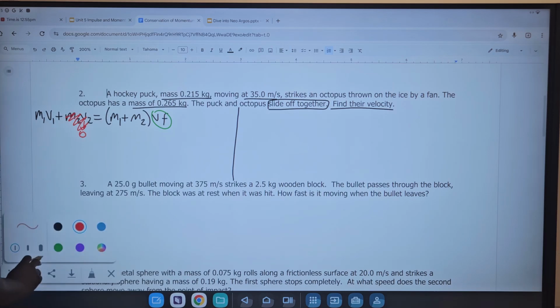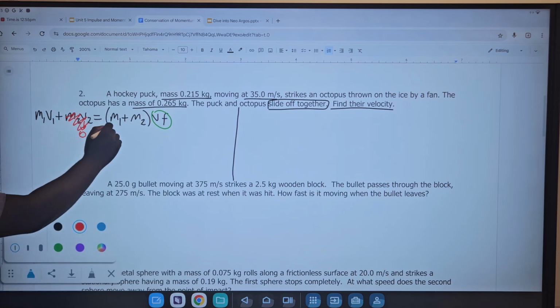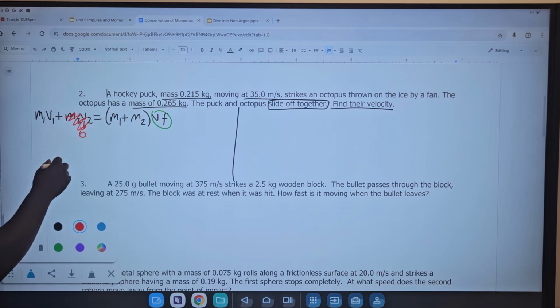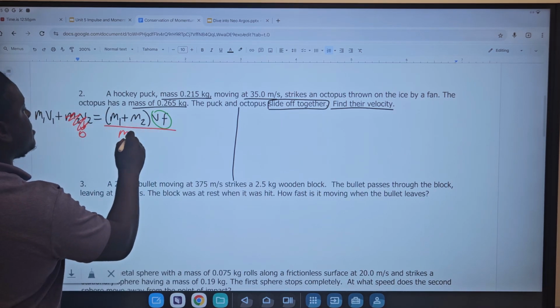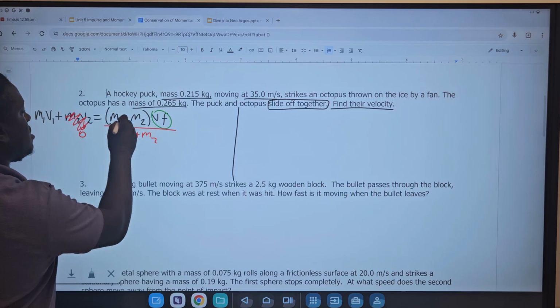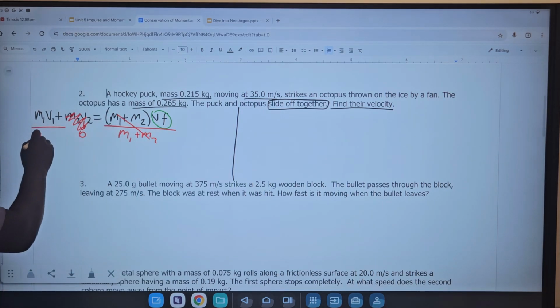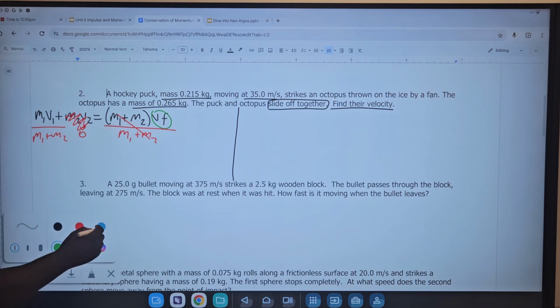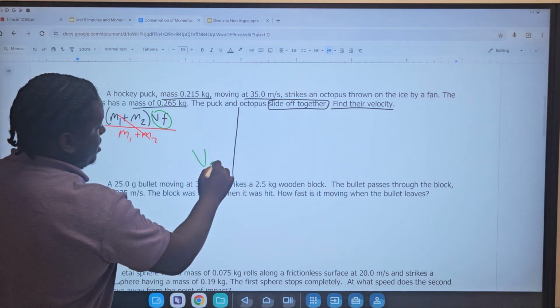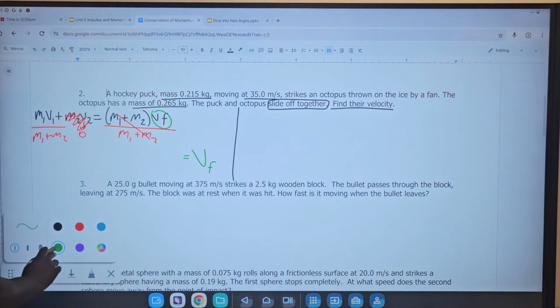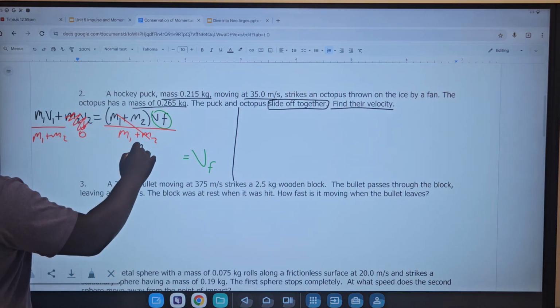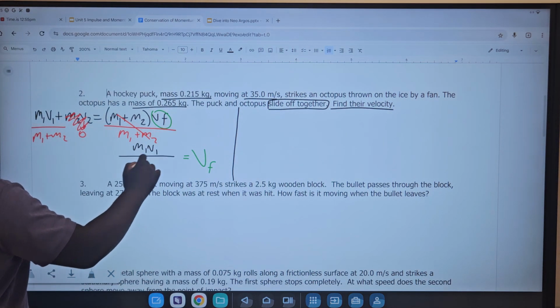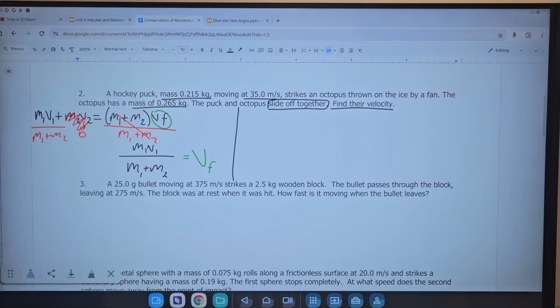Well, what is in the way of getting the final velocity by itself? It's all of this, right? M1 plus M2. So we're going to divide that to the other side. So what are we left with? We're left with the idea that your final velocity should be equal to M1 V1 over the total mass. Plug your numbers in, problem solved.